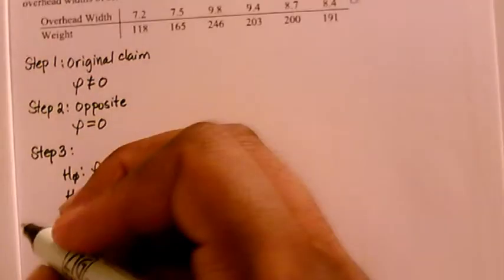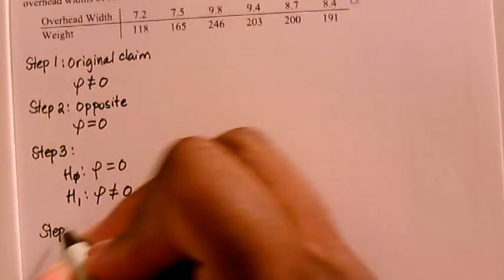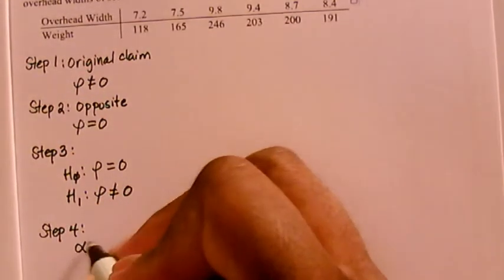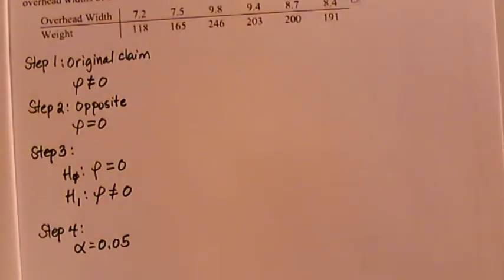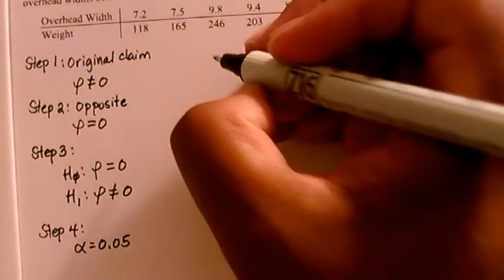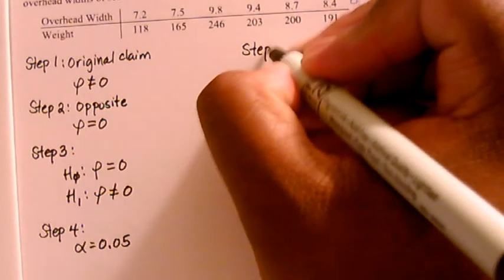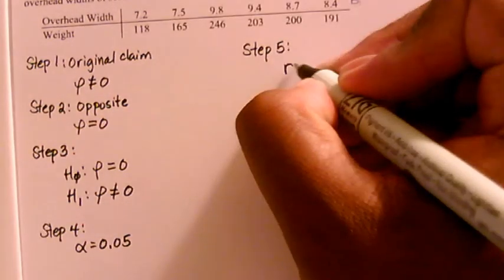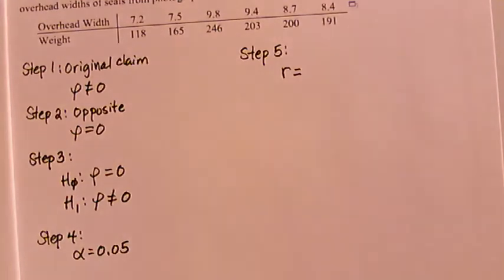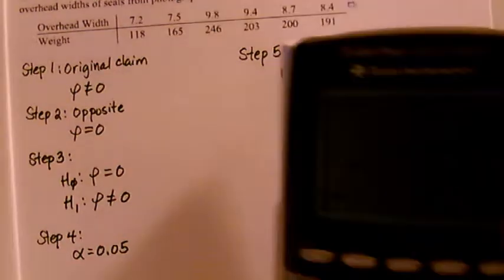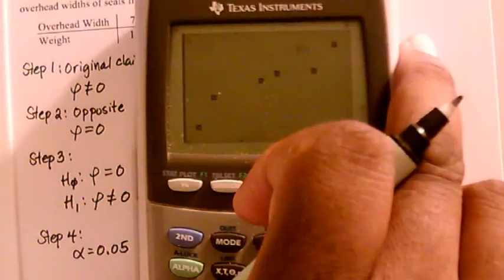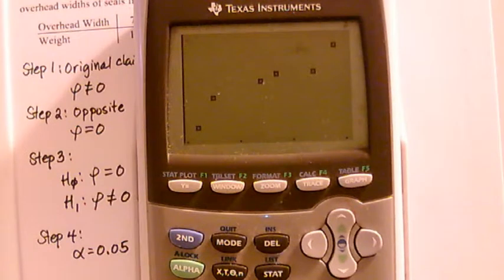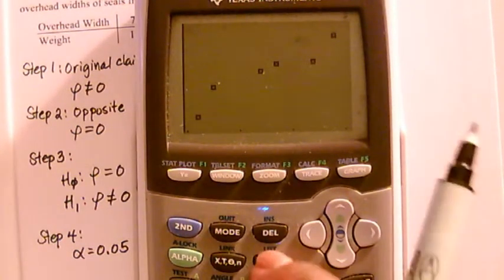And then step number 4 is our alpha level, which is 0.05, that was given to us in the problem. Then step number 5 is calculating that linear correlation coefficient R. In this case, we want just R. Now, our data values have already been entered into the calculator, so what we'll do from there is just press the Stat key.